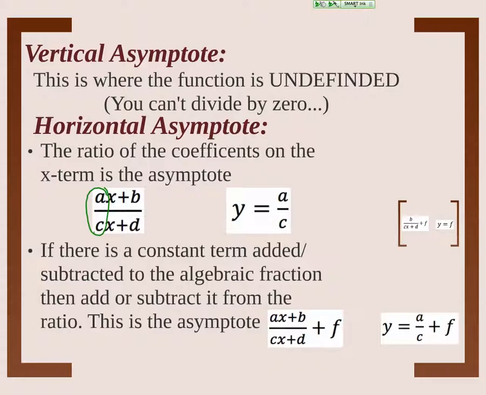Now, if there is a constant term added or subtracted to our rational function or our algebraic fraction, then we add or subtract it from that ratio. That's the asymptote. So let's say I have something like this, (ax+b)/(cx+d), but I'm adding a number to it. If I'm adding a number to it, I take the ratio and then I add that to it. So my horizontal asymptote will be that ratio plus f, whatever that is. So that's kind of like the more complicated one where you have two different pieces if you are adding to it.